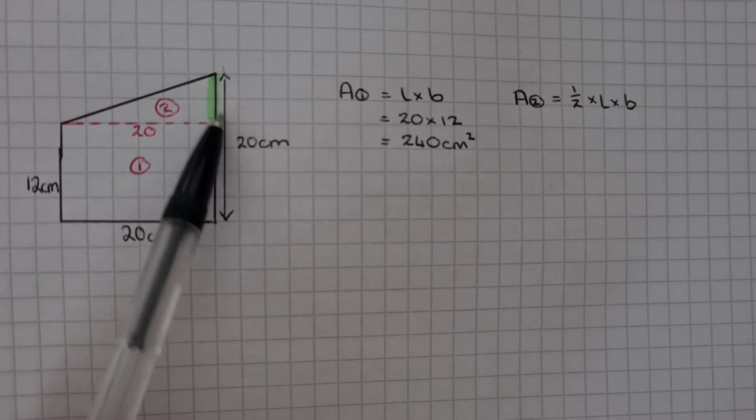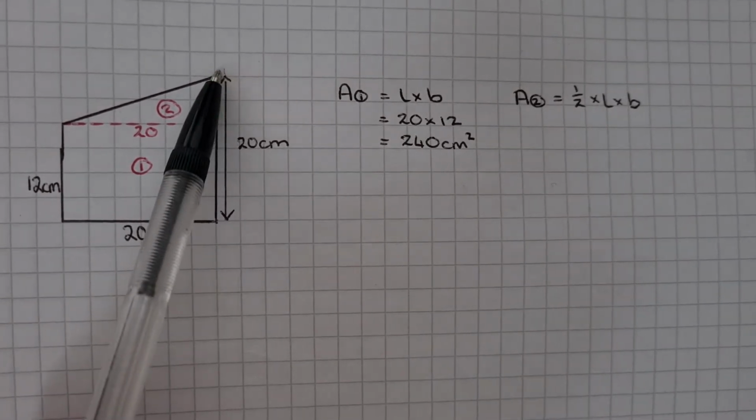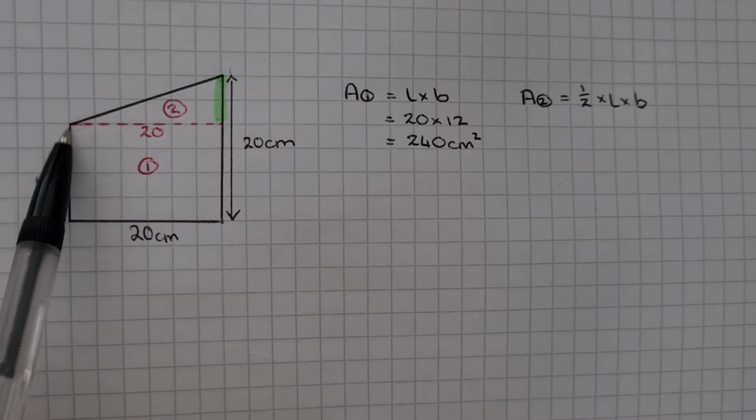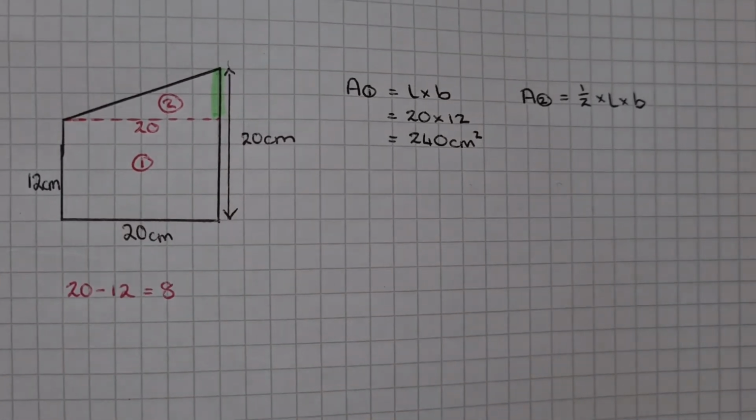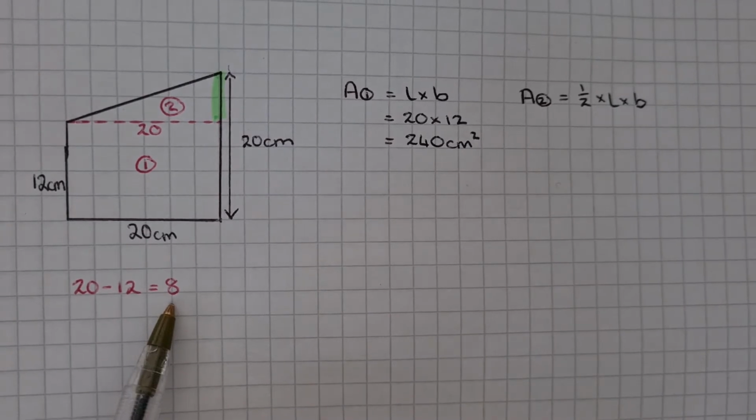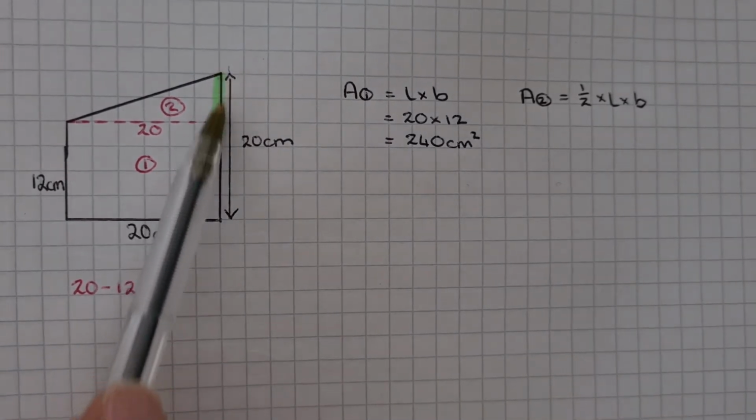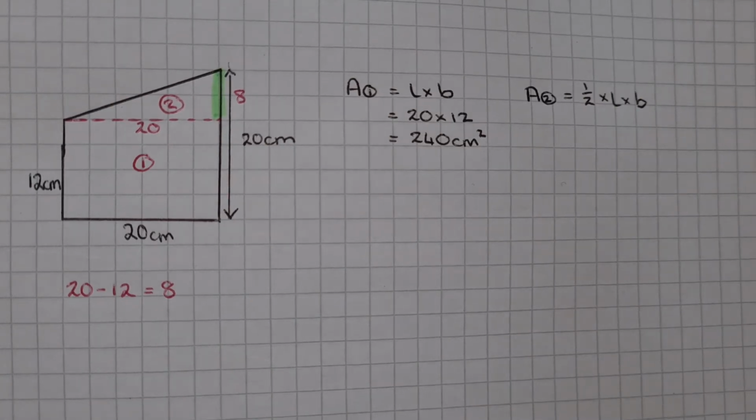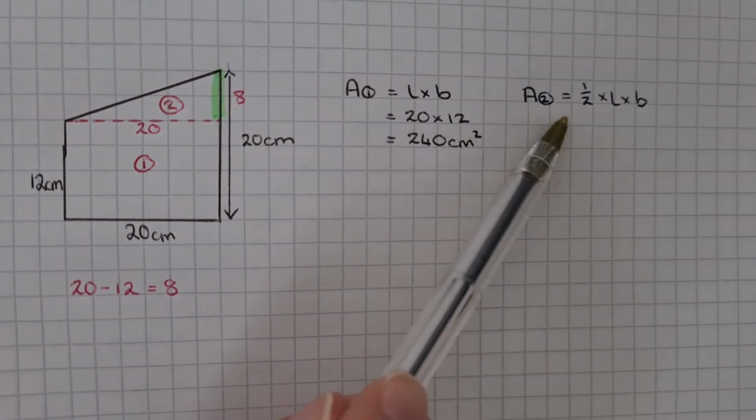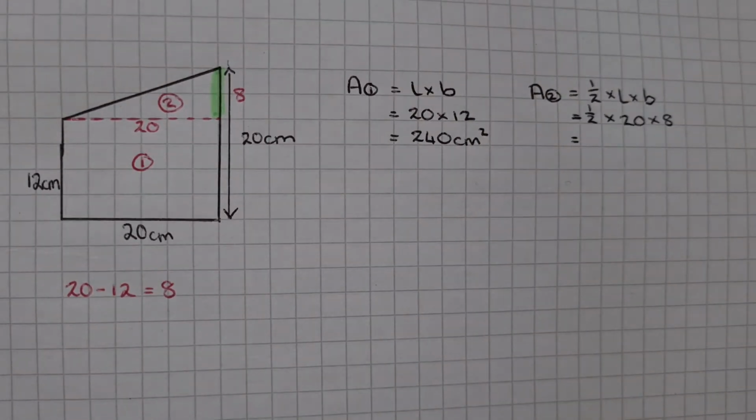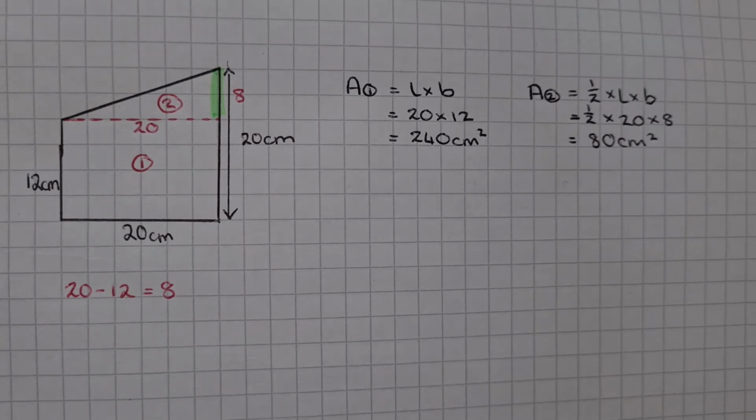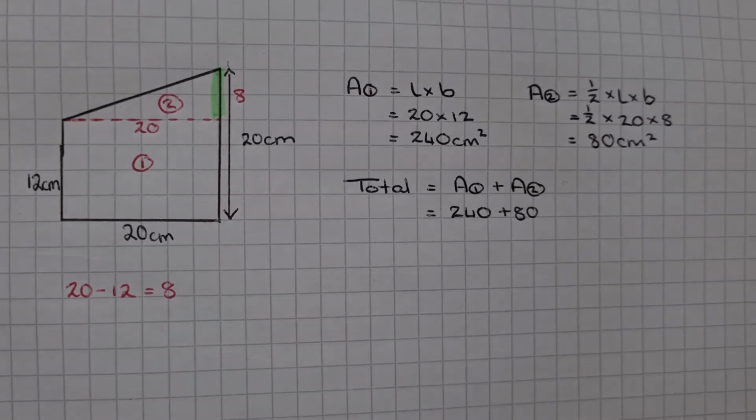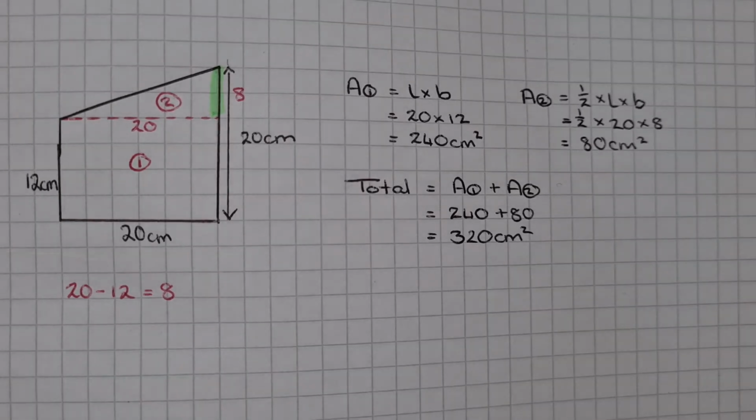So in order to calculate the breadth of the triangle, we're going to need to do the whole height of the shape, take away the height of the rectangle, which is 20 take away 12 equals 8. So that means the breadth or the height of the triangle is 8 centimetres. Once you've identified your dimensions, then you can substitute it into the formula. So half times 20 times 8, which is 80 centimetres squared. Then to get the total area of the composite shape, we need to add those two together. 240 add 80, which is 320 centimetres squared.